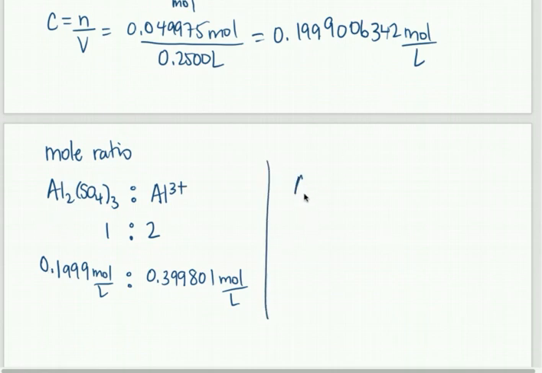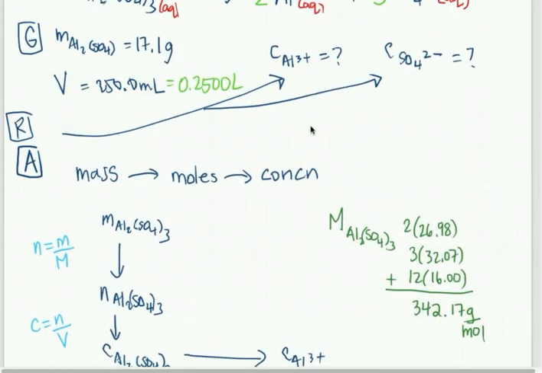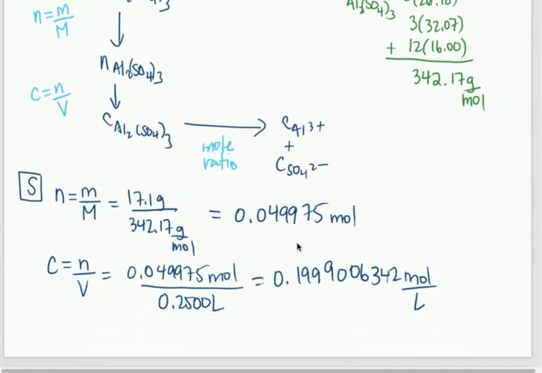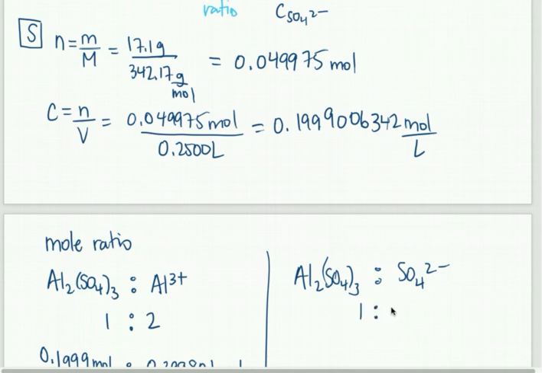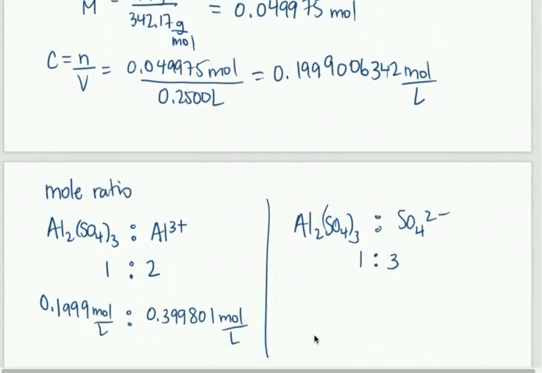And we also do a comparison with the sulfate ion. It was a 1:3 ratio. So we need to triple it. Again, the 0.0999 mole per liter. When we compare it, it should be tripled. Mole per liter, like that.